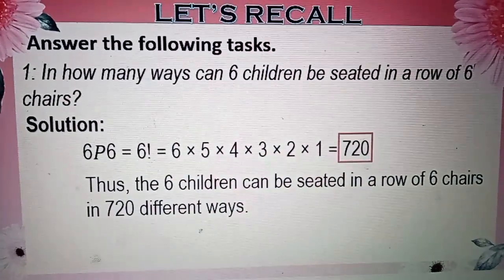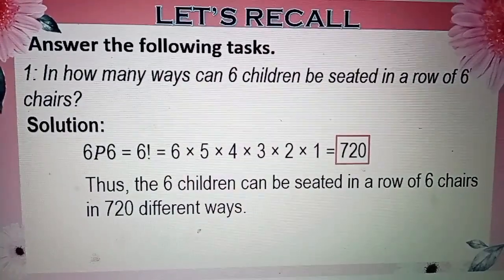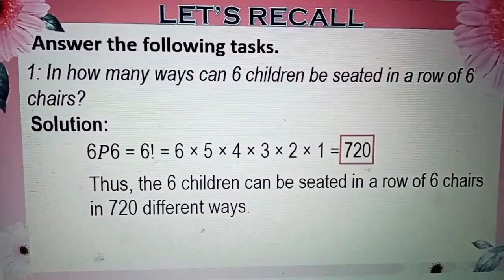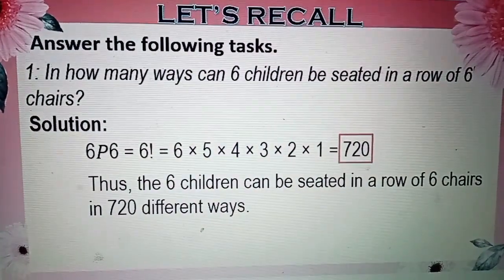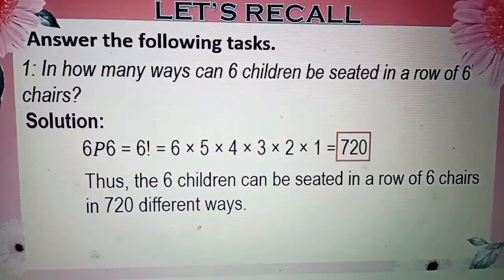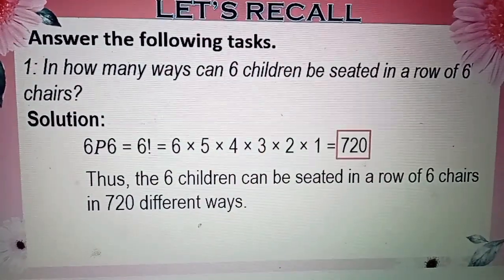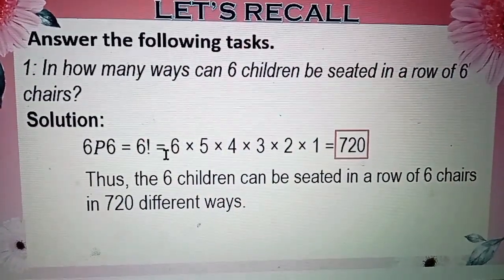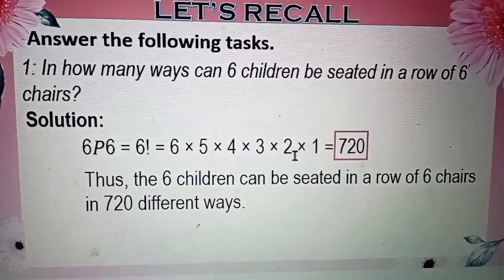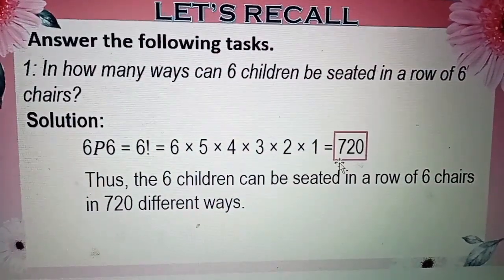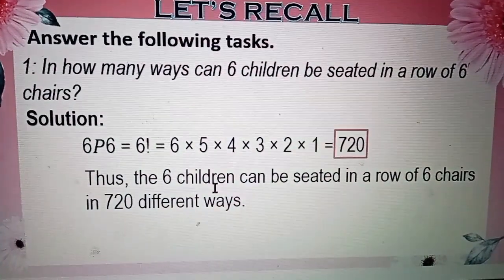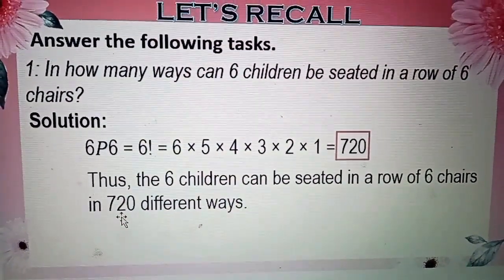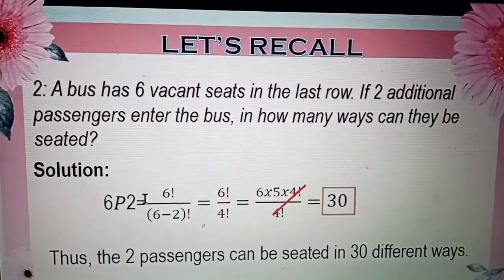Yeah, so let's recall, answer the following tasks. This is prior to permutation. In how many ways can six children be seated in a row of six chairs? So just taken all at a time. So 6 is equal to 6 factorial. So 6, 5, 4, 3, 2, 1. Just get the product. So the answer is 720. Thus, the six children can be seated in a row of six chairs in 720 different ways.